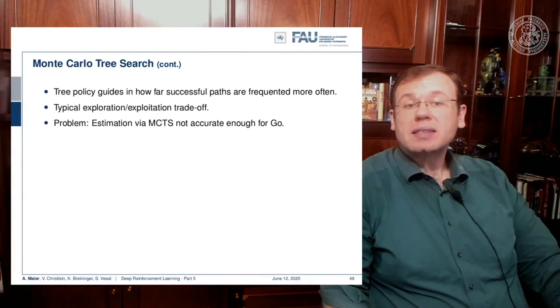The tree policy guides how far successful paths are used and how frequently they will be looked at. And this is a typical exploration-exploitation trade-off. Well, the main problem here is, of course, that the normal Monte Carlo tree search is not accurate enough for Go.